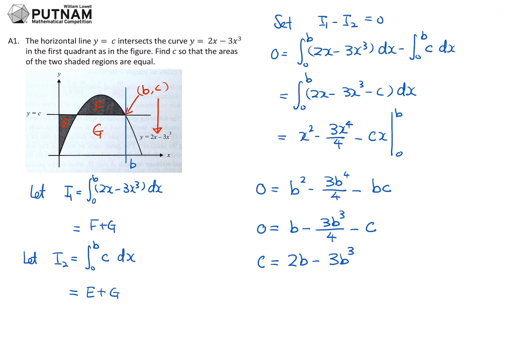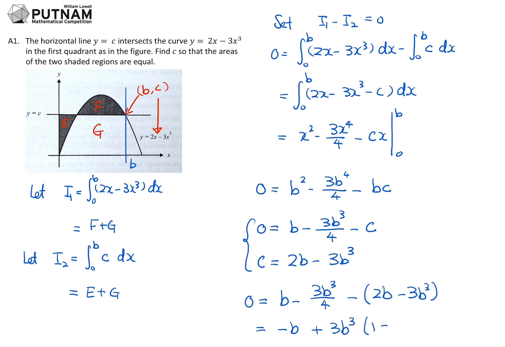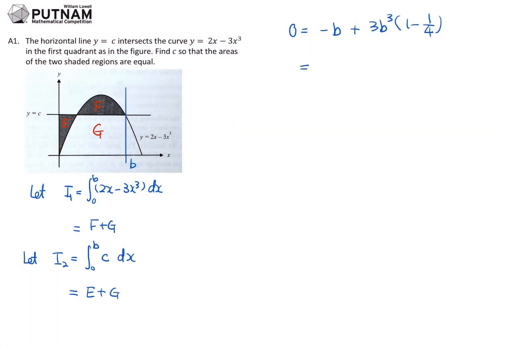Now we have two equations with two unknowns, so we're going to substitute c into the first equation. We get 0 equals b minus 3b cubed divided by 4 minus (2b minus 3b cubed). Collecting the like terms, we have b minus 2b, which is minus b. For the remaining two terms, we have 3b cubed as the common factor, so we can factor that out. What's left will be 1 minus 1 over 4. Hence, we have 0 equals minus b plus, 1 minus a quarter is 3/4, times 3 is 9, so 9/4 times b cubed.